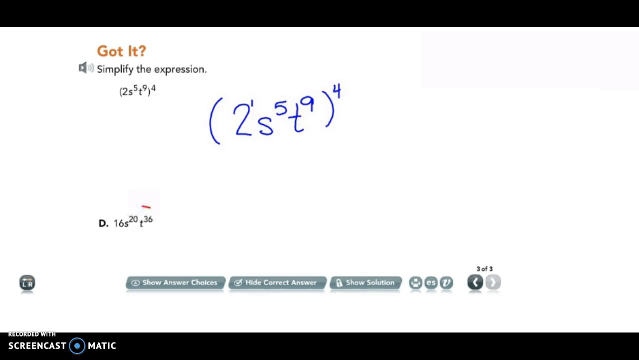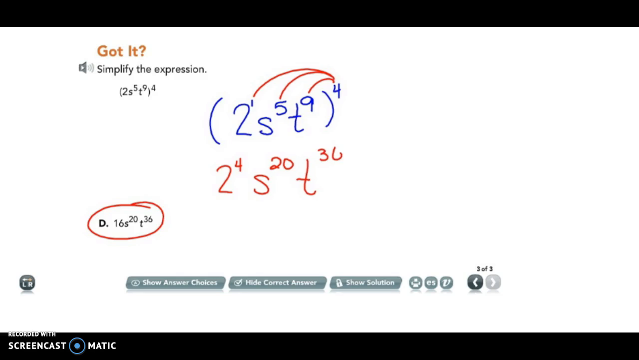Okay, down here I've already given you the correct answer. Let's run through how we got it. So we're going to take the 4 and we're going to multiply it by the 1. So I have 2 to the 4th power now. I have s, and then I'm going to take 5 times 4, which is 20. And I'm going to have t, 4 times 9, which is 36.